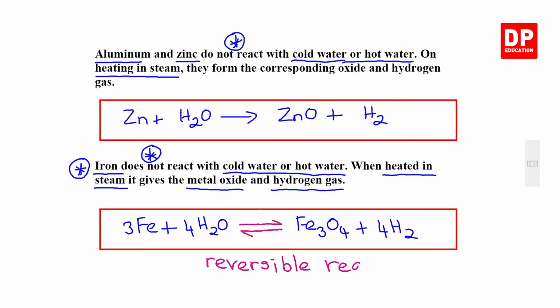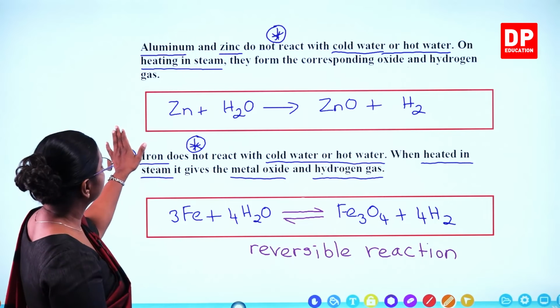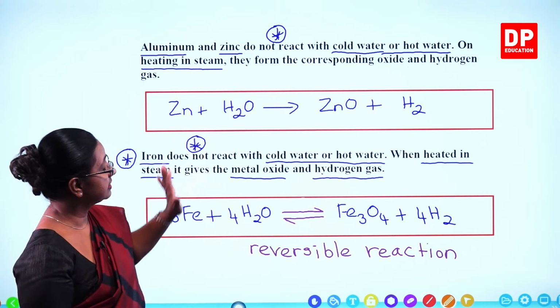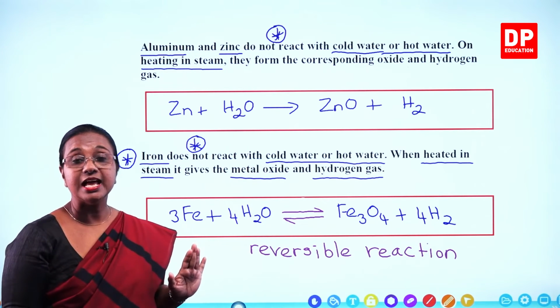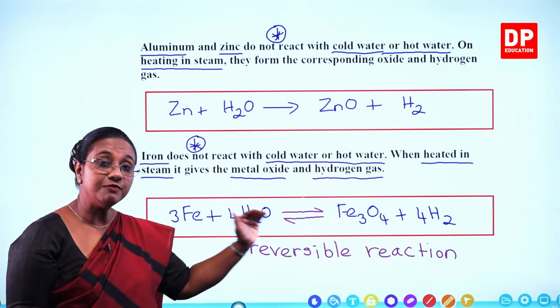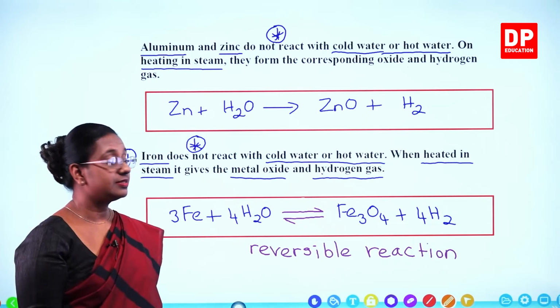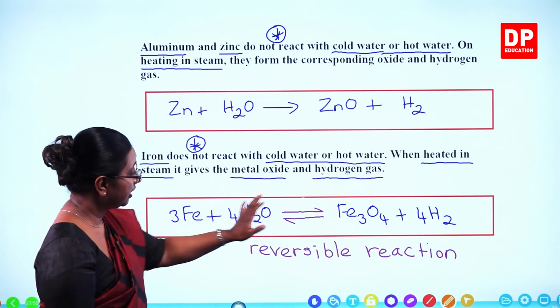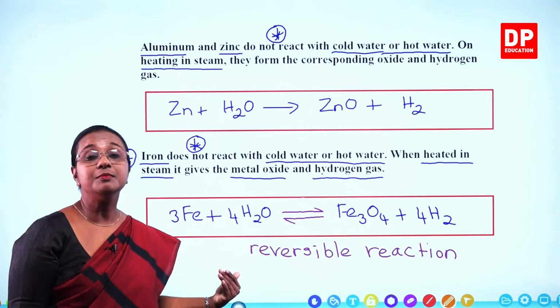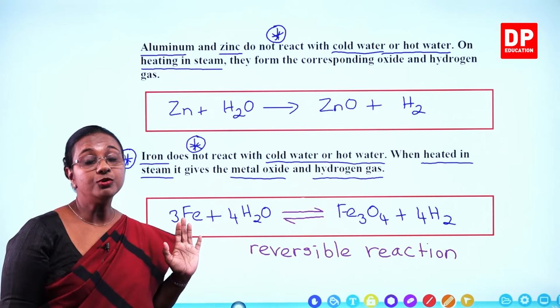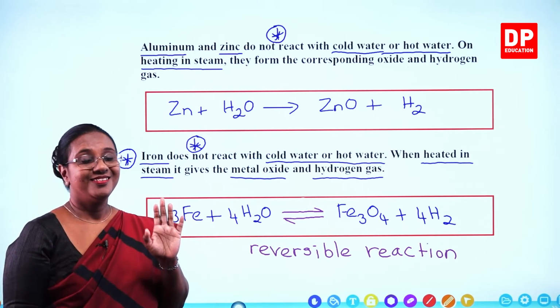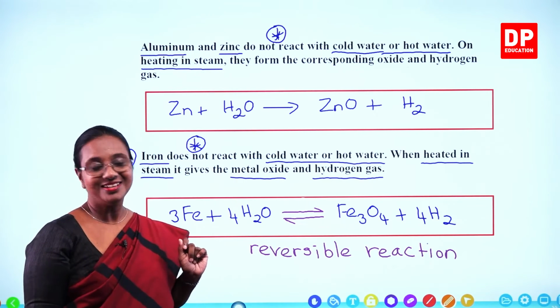Reversible reaction. So that is also another difference. Now zinc and water vapor, that is steam, forms zinc oxide and hydrogen. That's only a forward reaction. But iron with steam is a reversible reaction. It can occur in the forward direction or the backward direction. You all have to remember that, students. With that, I will move on to the next slide.